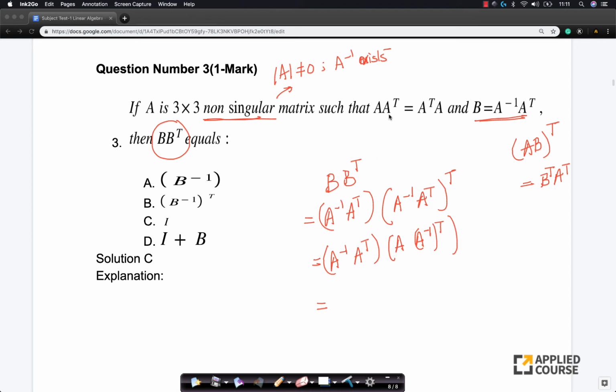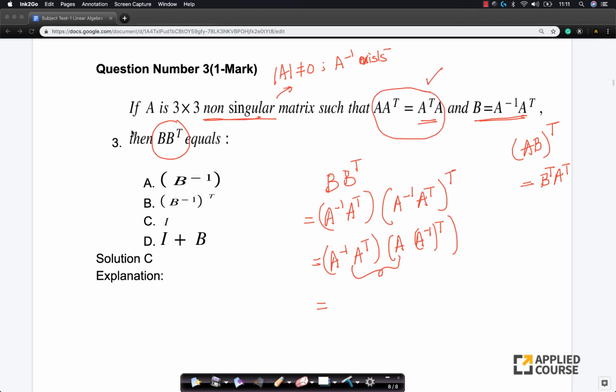It says A into A transpose is same as A transpose A. Now look at this. Here, if I change this order, I can cancel out A inverse and A. Similarly, I can cancel out A transpose and A inverse transpose also, right? And that's why this rule has been given.